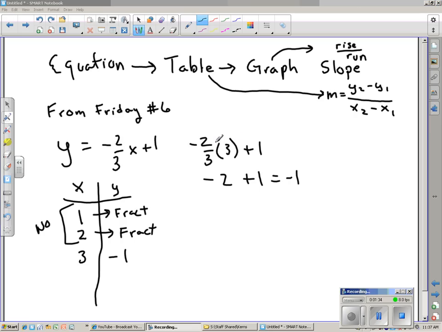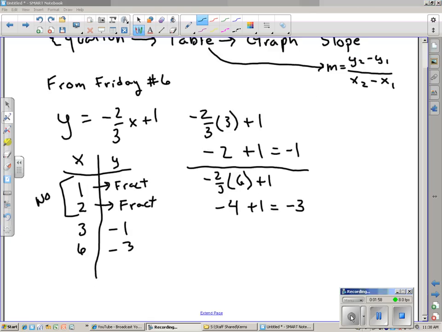Down. When I plug 3 into the equation, 3 divided by 3 is 1. 1 times negative 2 is negative 2. We added the 1 onto it. That gives me negative 1. That's my y value. Now I have to think of another number that would work very nicely in this equation, give me whole numbers. Instead of 3, maybe we can use 6. So plug 6 into the equation. When I plug in 6 to the equation, 6 divided by 3 is 2. 2 times negative 2 is negative 4. Negative 4 plus 1 gives me a negative 3. That is my y value.